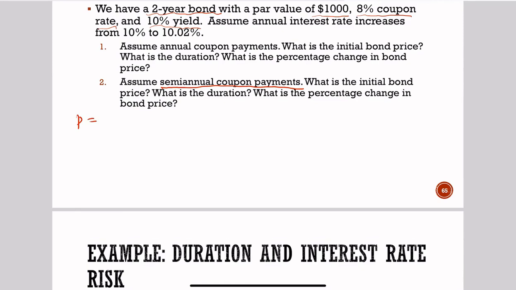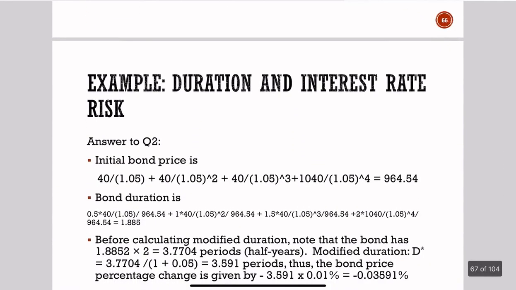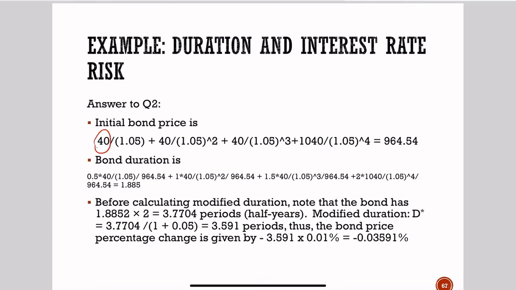I will not redo this calculation here, so I will just show you the answer. You can see that I'm not using the calculator to find the bond price. What I'm doing here is discounting all these cash flows, right? Basically, it's a 2-year bond, and the coupon is paid every 6 months. So in this case, you have 4 cash flows.